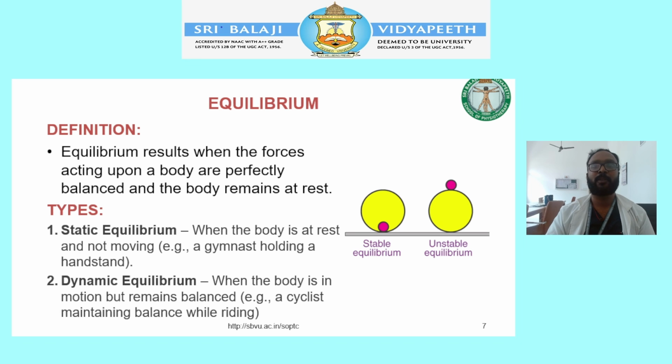Then we are moving towards equilibrium. Equilibrium is the result when the forces acting on a body are balanced or the body remains at rest. Equilibrium is divided into two, which are static equilibrium and dynamic equilibrium. Static equilibrium is a state where the body is at rest or not moving at all. Dynamic equilibrium is a state when the body is moving but remains balanced.